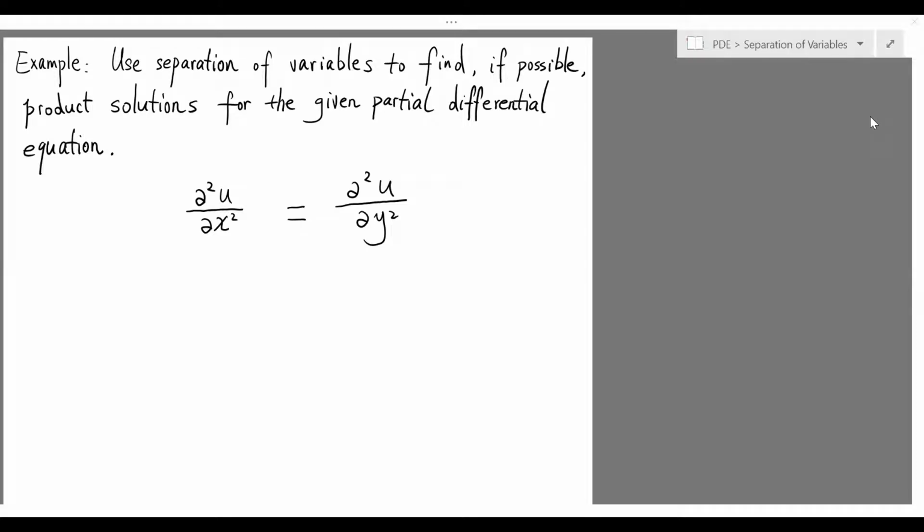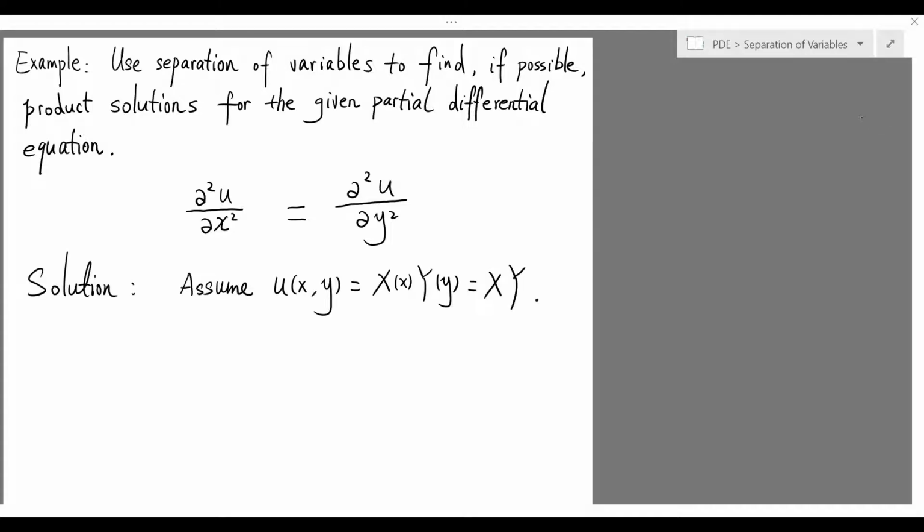In this video, we will practice on another example of using the method of separation of variables to solve partial differential equations. Recall that the foundational assumption of this approach is to assume the solution is of a product type, say u of x comma y equal to capital X times capital Y.